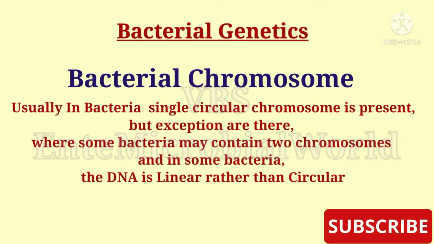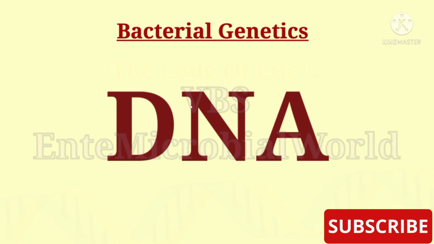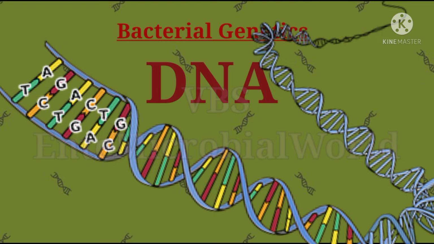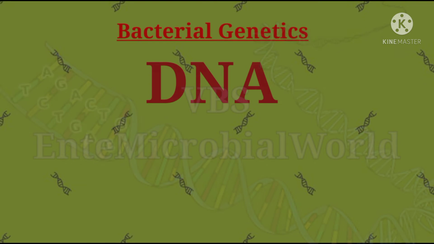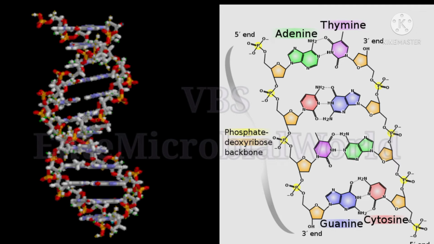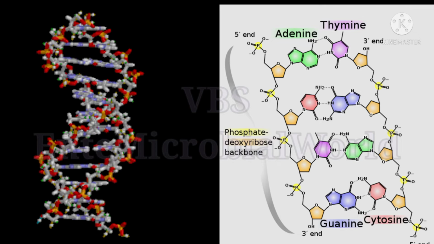Next, we are going to see about DNA. DNA is the genetic material carrying the code of life. The DNA molecule is composed of two chains of nucleotides wound together in the form of a double helix. Each chain has a backbone of deoxyribose and phosphate residues arranged alternately.